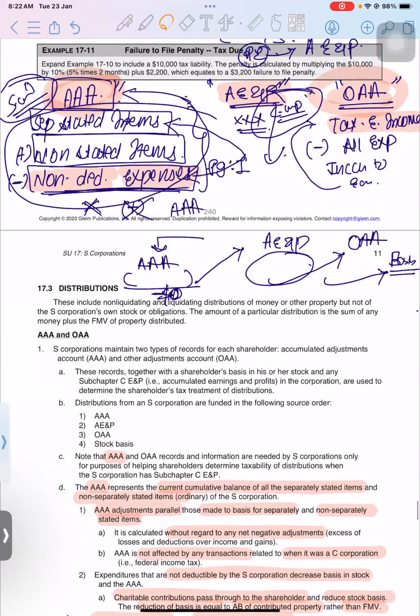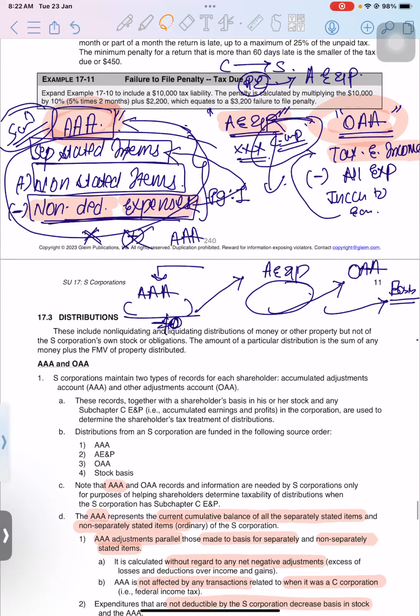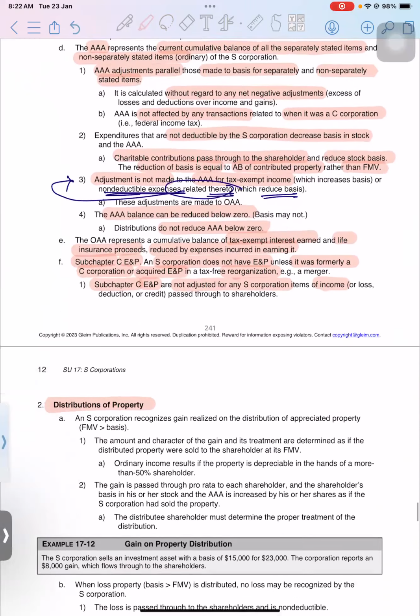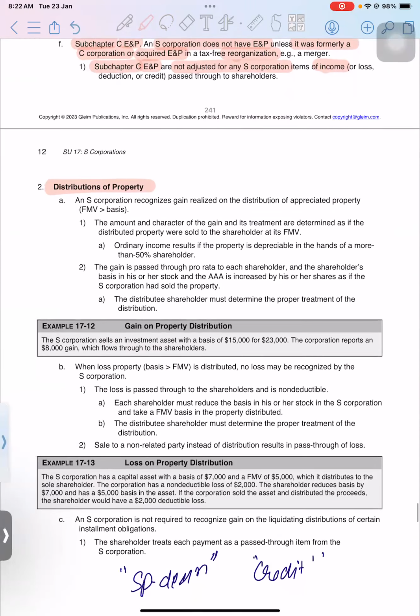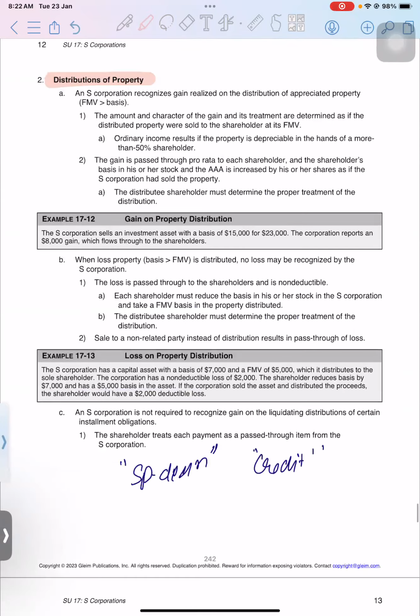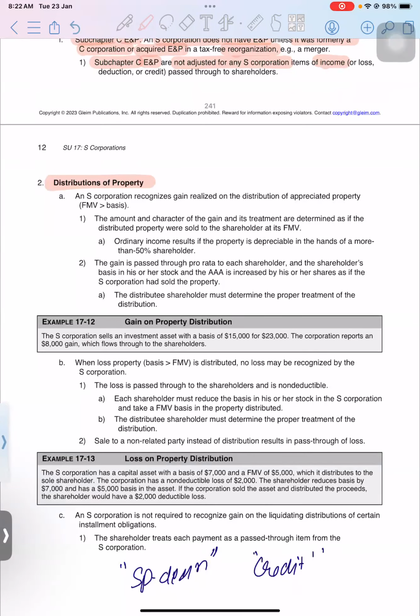Okay, so coming back to the point of distributions, in case of distributions, the AAA and OA difference is clear. Now let's see how the distribution will occur in case of distribution of property by the S Corp to the shareholder. Okay, two scenarios will be there over here.